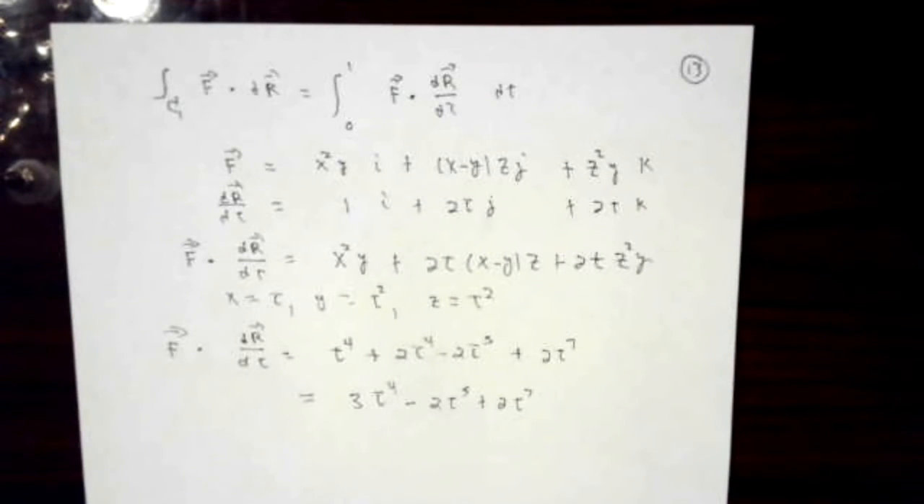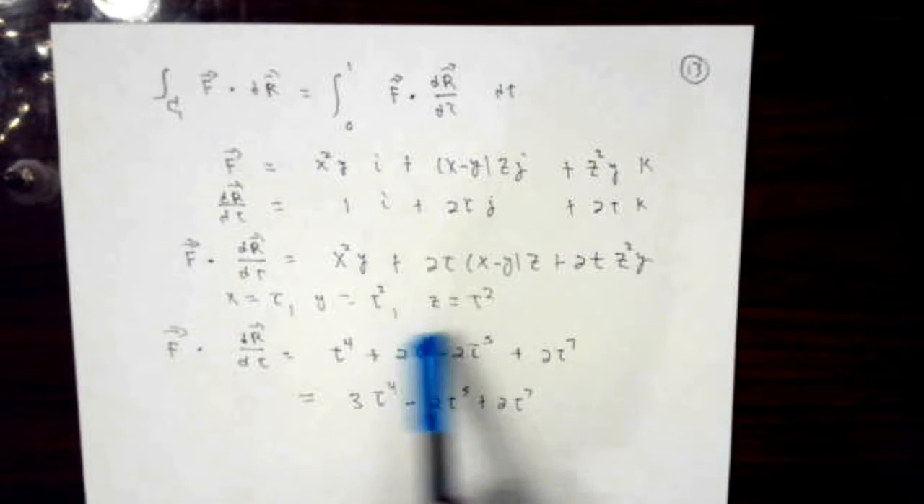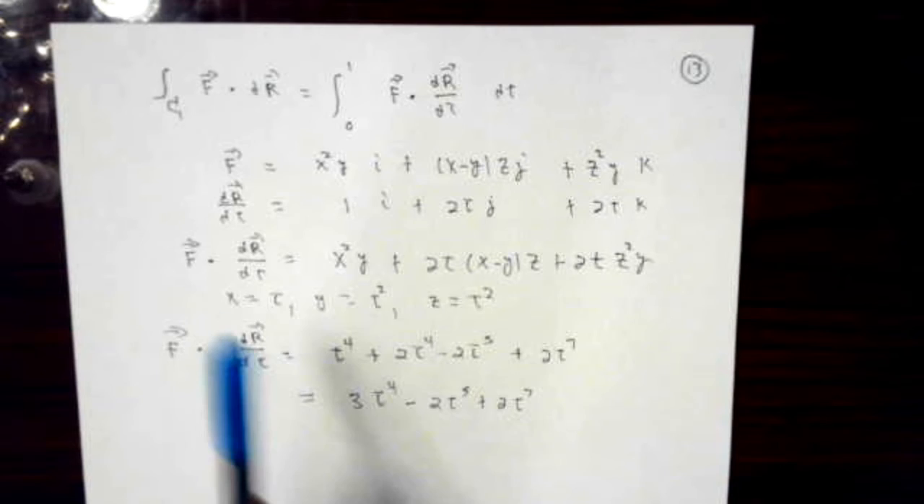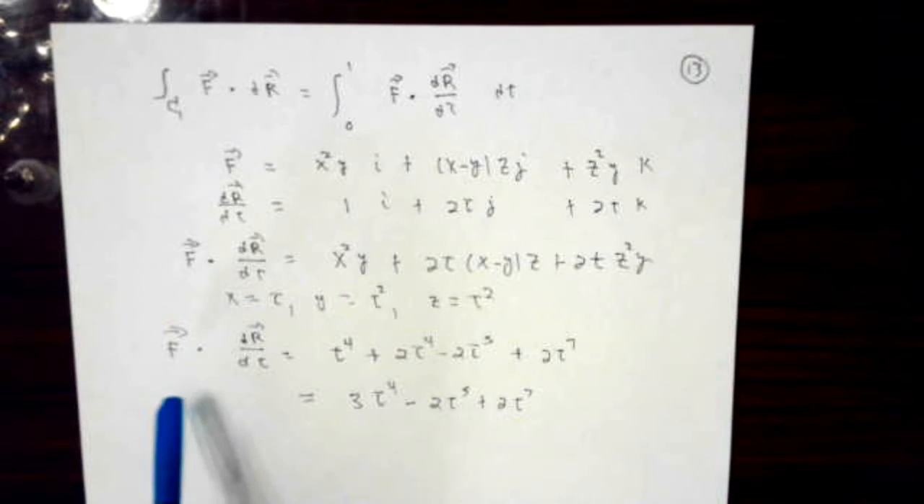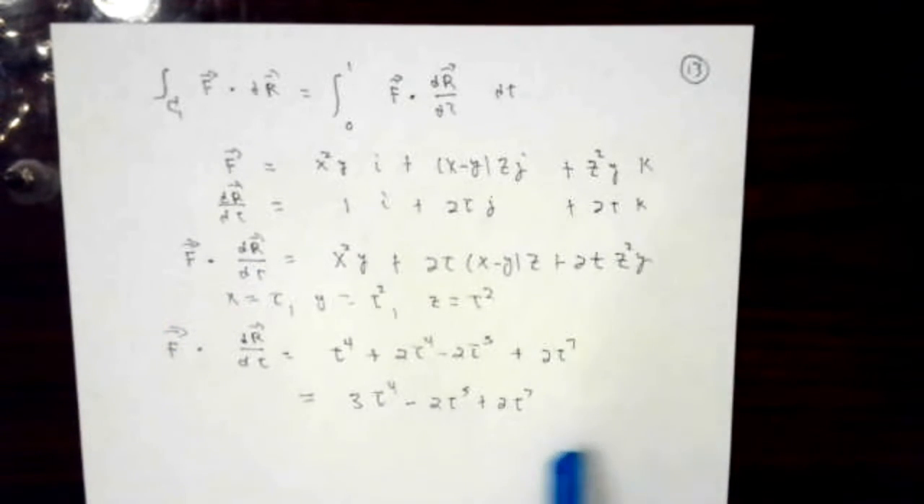At that stage, it looks like we're mixing apples and oranges, but we're not interested in any old x, y, z. We only care about those points on our curve. So on the curve, x is t, y is t squared, z is t squared. If you put those values into this expression, you find out that force dot product with the velocity vector can be written just as this expression involving t.